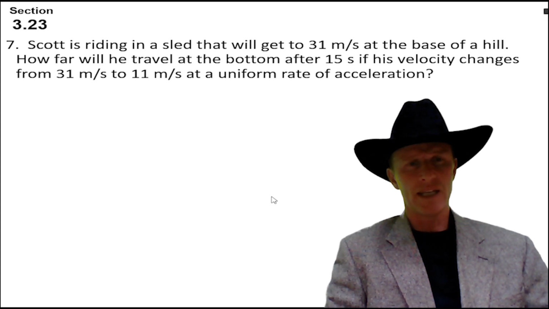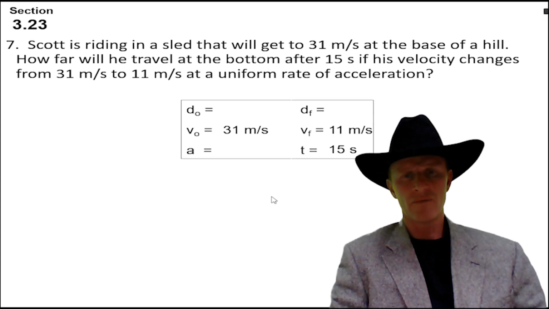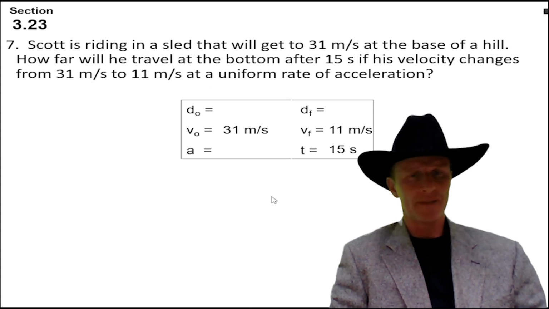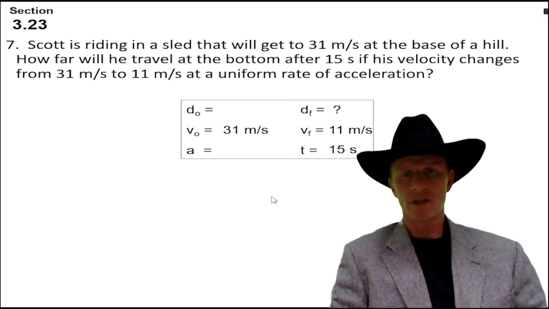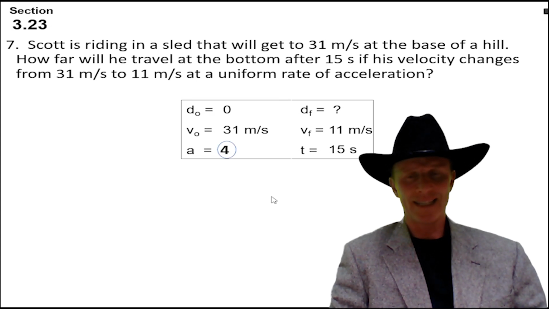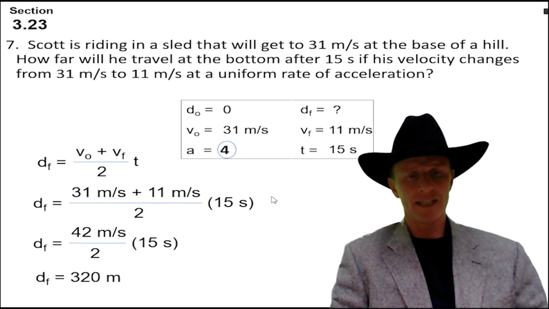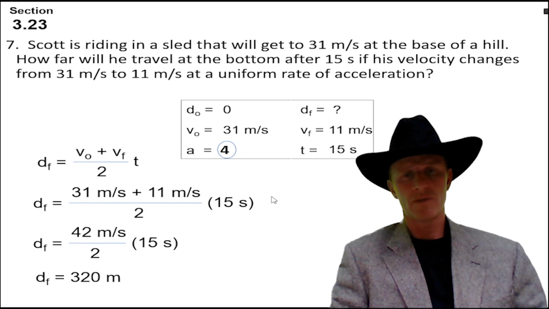So what is the question? How far? We're looking for distance. So that's a big box. He's slowing down. He's going from 31 to 11. 15 seconds we know. DF is the question mark. How far? We got DO 0. We're looking at the fourth equation. And that's it. It's just a big problem. So using that fourth equation, we can find the average of those two times 15 to 2 sig figs to get the answer, 320 meters.